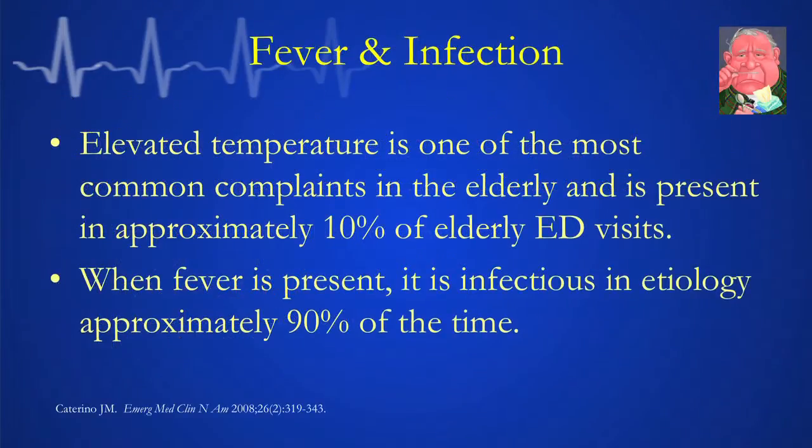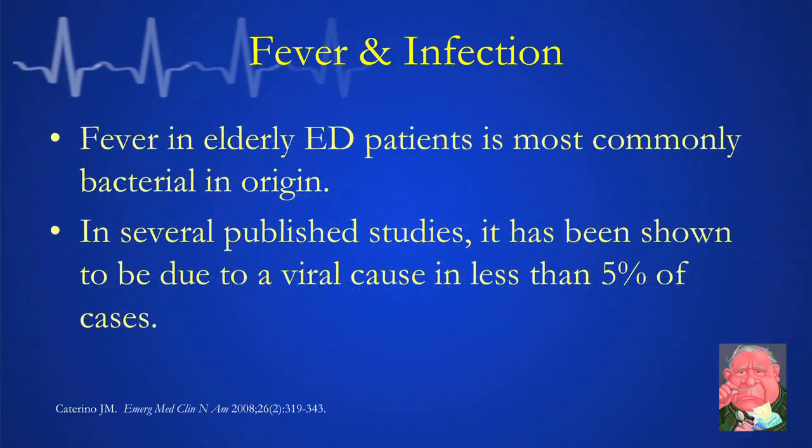All right. Fever and infection. Elevated temperature is one of the most common complaints in the elderly and is present in approximately 10% of elderly emergency department visits. When fever is present, it is infectious in etiology approximately 90% of the time. So it can be weird things like thyroid storm or maybe a weird cancer reaction. But when you hear the hoofbeats, don't think zebras, think the horses. Go after infection. Most commonly bacterial in origin.